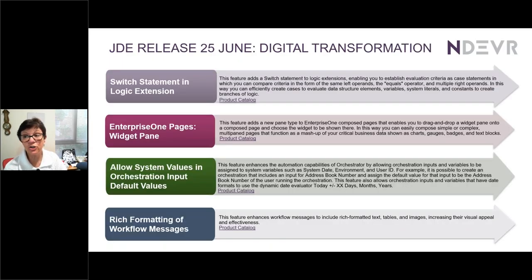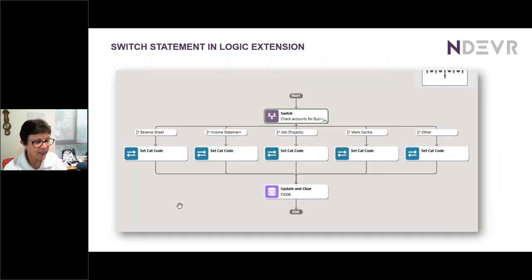And now these are the June updates that have just come through, some lovely ones, hot off the press here. The switch statement in the logic extension, I really like this. In the olden days, i.e. pre-June, if we wanted to do some actions, maybe set a category code based on the business unit type, for example, we would have to say if the business unit type is a balance sheet, then do this. Else, if the business unit type is an income statement, then do this. Else, if the business unit type is a job, you get the idea.